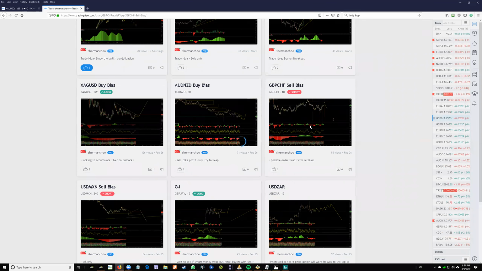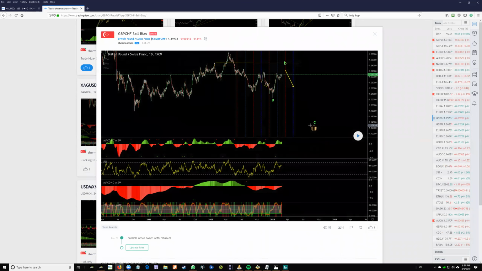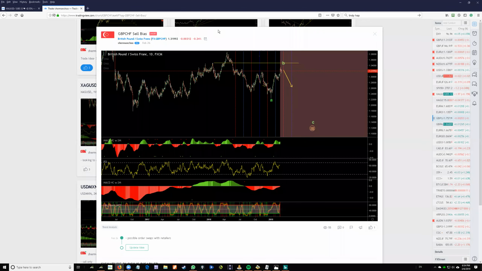Pound Swiss. This is a daily. Interesting. This one is very, very interesting because to me, I think it's going to push up some more. As you can see, I put this pretty high up because I want to sell only when it comes to around this place. Then I'm looking for one move down. So there's a timing involved.